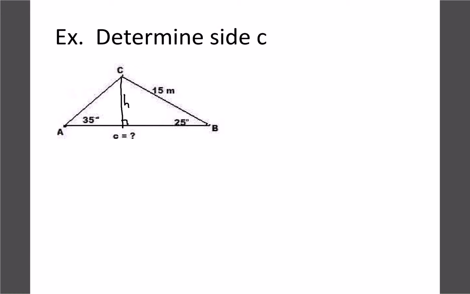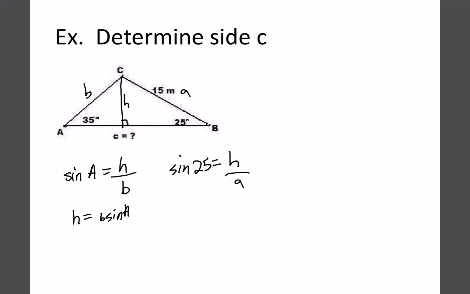The way the formula is derived, it's doing exactly what we just did. So I'm going to redo this question, but I'm just going to use letters. If we look at this one, we know that sine A would be h over side B. And from the other side, sine B would equal h over side A. In this case, 15 would be side A, so it's opposite over hypotenuse. So if both of these give us h, we could solve h to be b sine A, and this one would be a sine B.